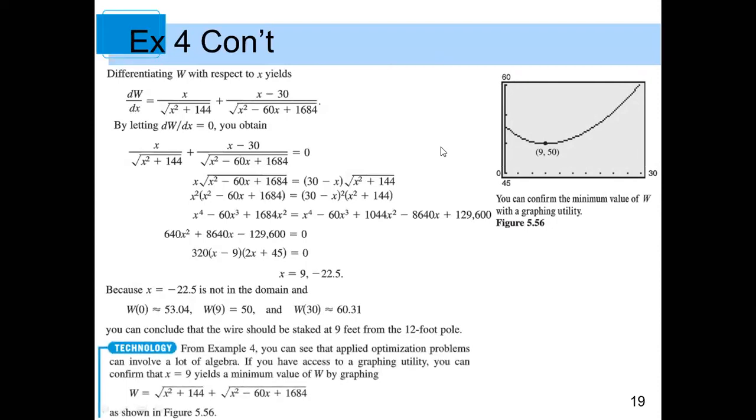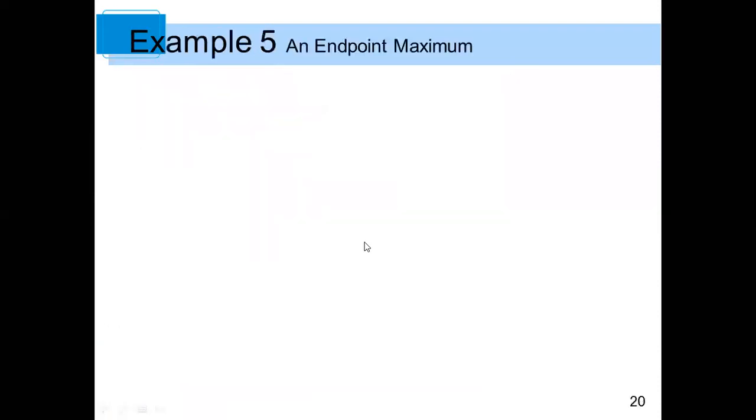All right, so from example 4, you can see that applied optimization problems can involve a lot of algebra. If you use your graphing calculator, you can confirm that x equals 9 yields a minimum value by graphing the W equation and just using the calculate feature on your graphing calculator. Now, I will tell you, just doing that is not sufficient for showing your work on an assignment. So make sure you show the work here, but you can confirm your answers and check your work using a graphing calculator.